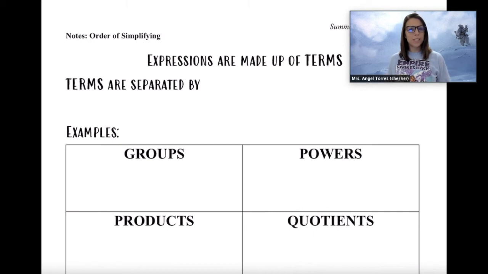Mrs. Angel with your lesson for today on the order of simplifying. Now, this is also known as the order of operations. Maybe you've heard it as PEMDAS or GEMDAS or GEMS. However you've heard it, today we're going to take all of that and simplify it into two simple steps. Step 1, identify the terms in the expression, and then step 2, simplify the terms. From there, you just combine from left to right, and it's easy as that. So grab these notes and let's get started.